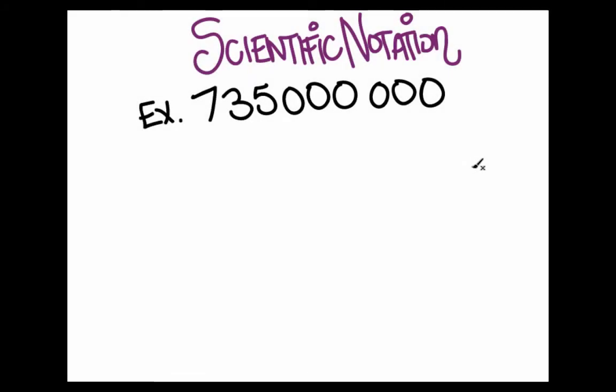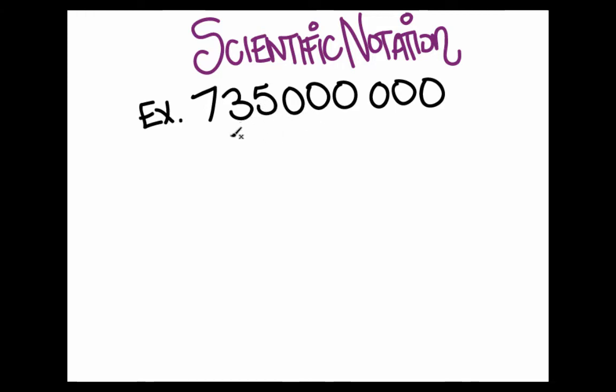So this video is about scientific notation. Scientific notation is just another way of expressing a value. So for example, here we've got 735 million. It is a very big number, and so what we would do is use scientific notation to express it in a smaller kind of form.